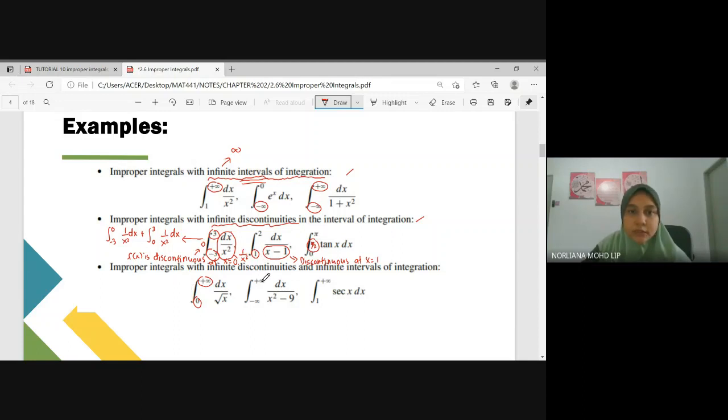The second example. It consists of negative infinity and positive infinity, and also this function is discontinuous, like before at x equal to 0, and this one is discontinuous at x equal to 3. It looks like this.